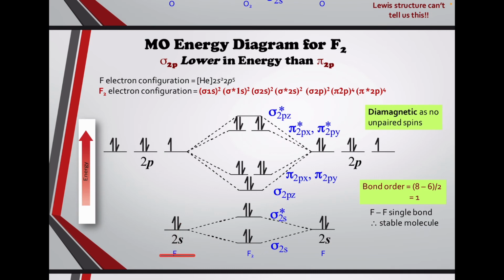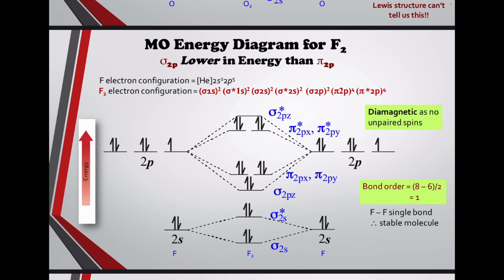2s2 for the fluorine and 2p5, and the same goes here. Now this is fully filled with the electrons. So 5 plus 5 equals 10 electrons in this molecular orbital. Start at sigma 2p, pi 2p 4 electrons, and another 4 electrons at pi antibonding 2p.